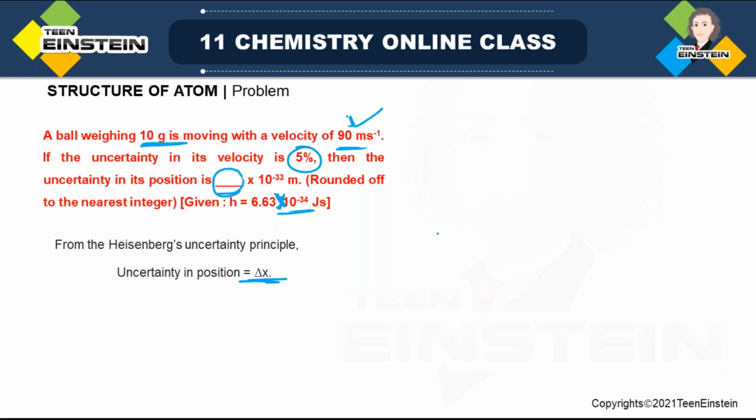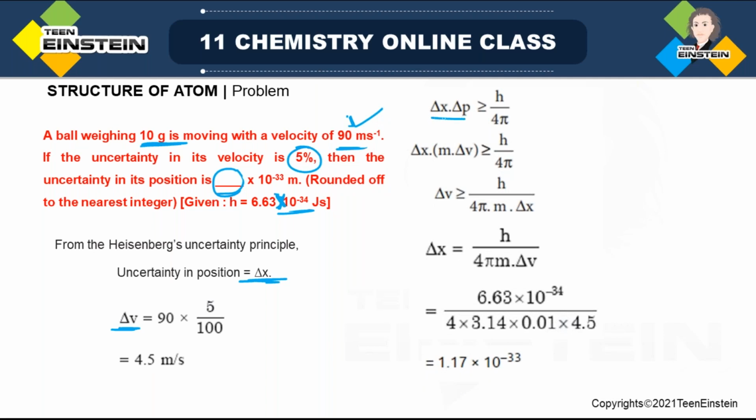So delta v is 5% of 90. See how we can calculate delta v? It is 90 into 5 by 100, which is 4.5 meter per second. Next, we have to use the equation for Heisenberg uncertainty, which is delta x into delta momentum greater than or equal to h by 4 pi.